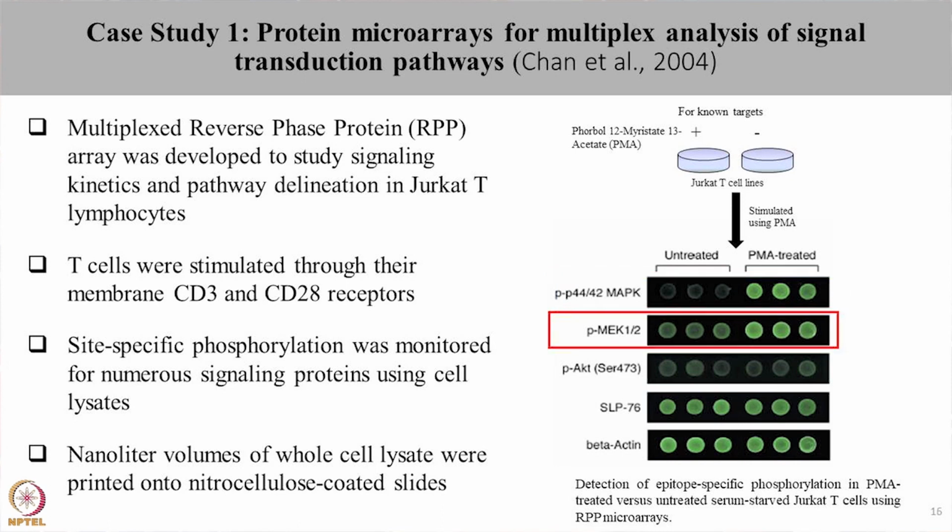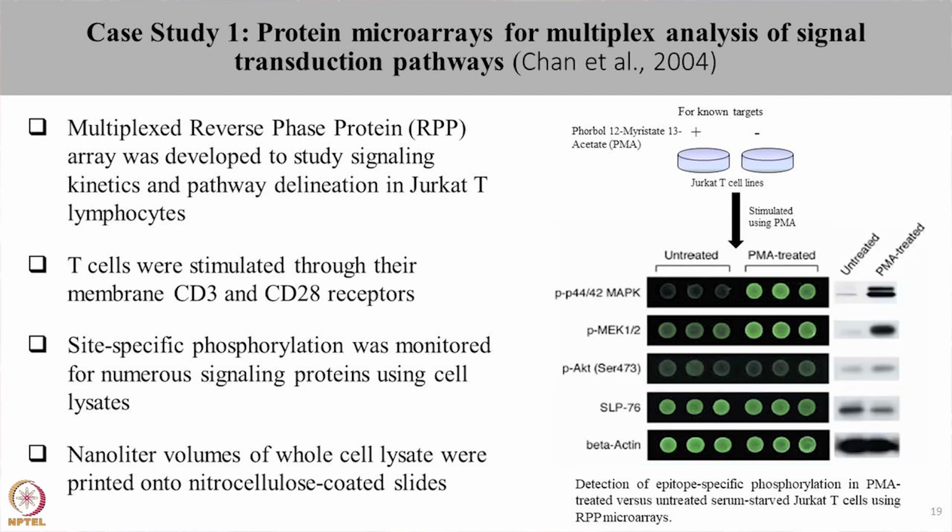MEK also showed a differential phosphorylation upon PMA treatment, whereas AKT, which is not a target of protein kinase C, showed no change in the phosphorylation levels. SLP76 and beta actin were used as controls, and no changes were seen in the treated as well as the untreated cells. The same was verified using Western blot, which is shown in this image.